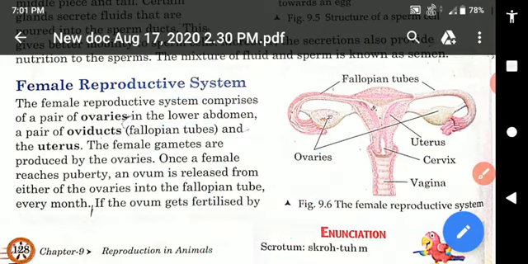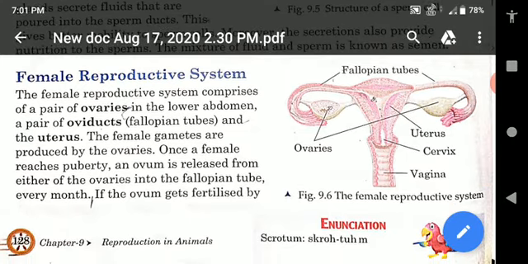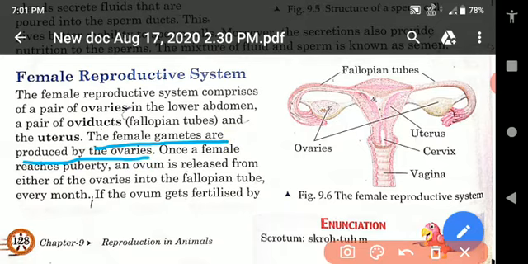So let us understand. Where are the female gametes produced? The female gametes are produced by the ovary. This ovary and this ovary produce the female gametes. When do the female gametes start being produced? They start being produced at the age of puberty, from 11 years till 45 years of age.